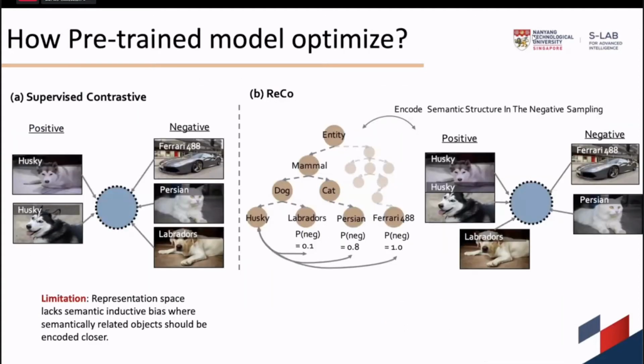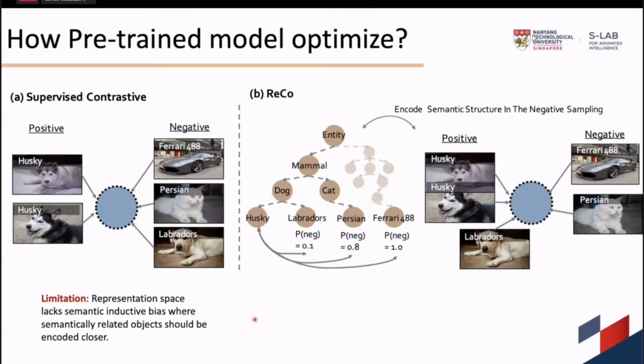Beyond building the OmniBenchmark, in our paper, we also focus on how to optimize pre-trained models in a better way. As shown on the left, the popular supervised contrastive learning framework has an obvious limitation. The built representation space lacks a semantic inclusive bias, where semantically related objects should be encoded closer. For example, the distance between these two classes should be closer than Husky and Ferrari, right?